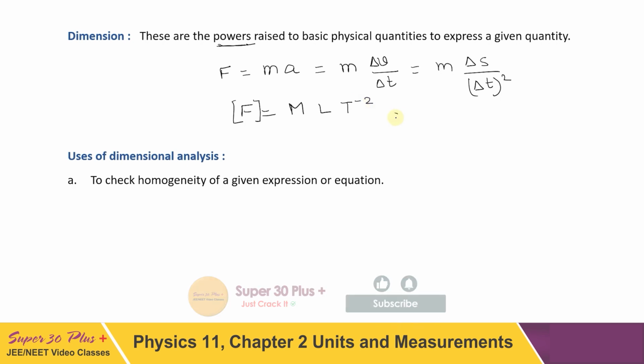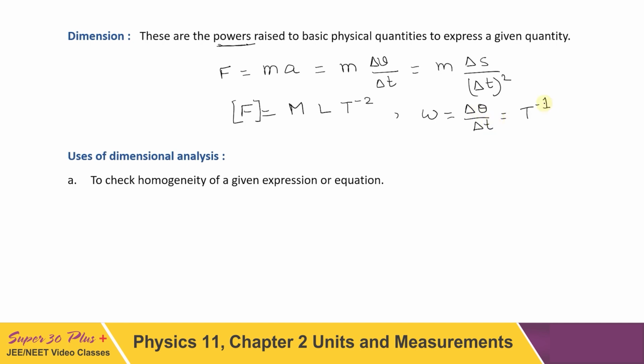Now let us consider another example. Let that be angular velocity, omega. As we all know, omega can be written as delta theta upon delta t. Now what is delta theta? Delta theta is length upon length term. So it has to be dimensionless, and we are left only with T to the power minus 1. So the dimension of omega will be T^-1.